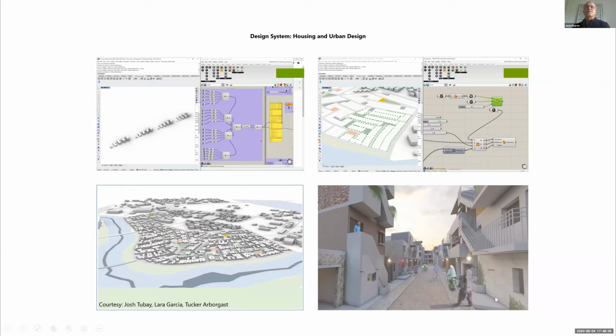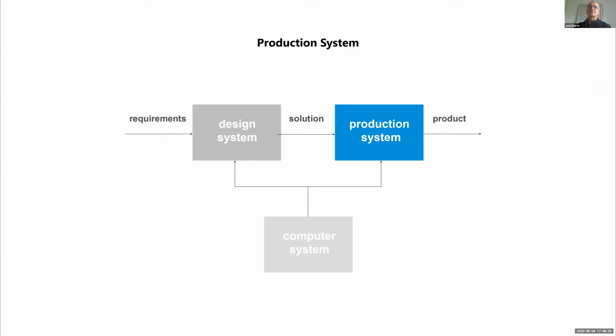But once you have the ability to generate the customized designs, you also need the ability to materialize them. So you need a production system. The production system takes as input the design solution and produces a physical version of it. And they both use computer systems. So what we are doing is taking advantage of the high processing power of the computer to link information about the context to information about the design solution and control the production system.